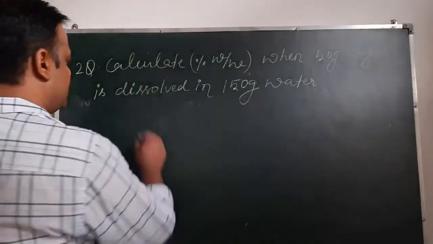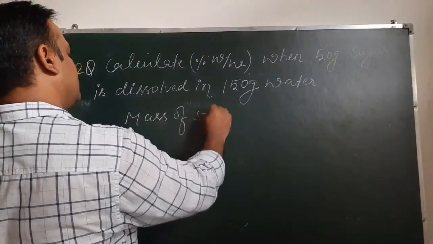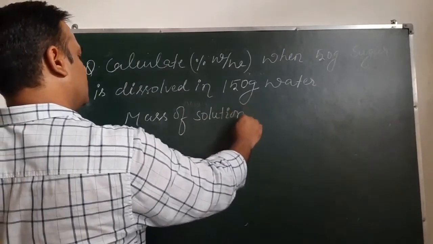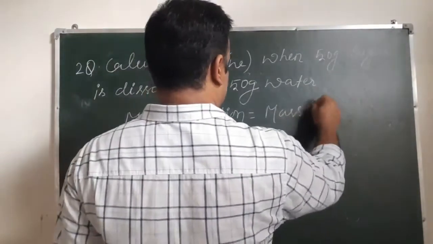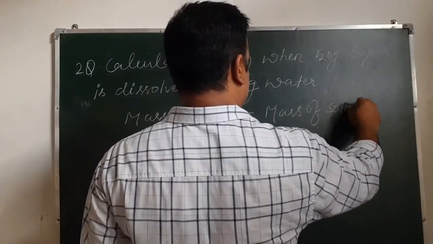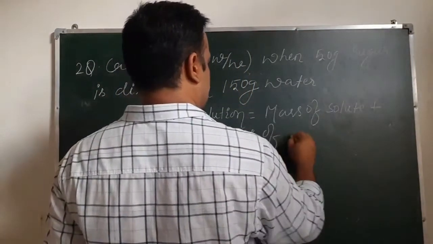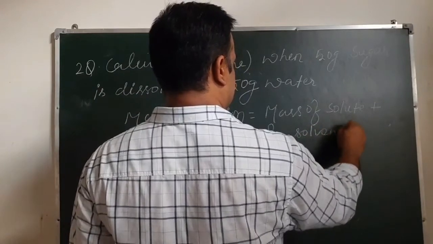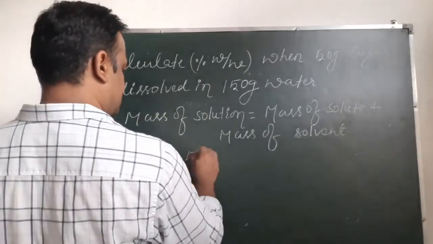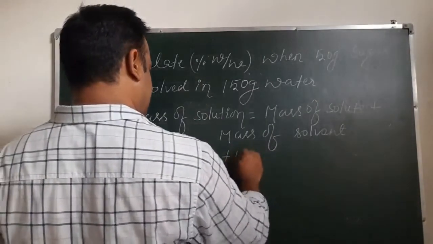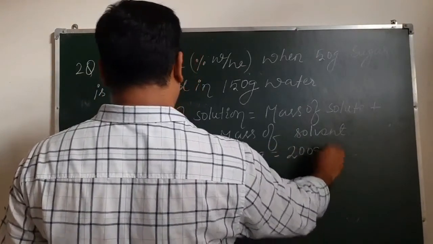To solve this question, first we have to calculate the mass of solution. Mass of solution will be equal to mass of solute plus mass of solvent. We have mass of solute 50 gram and mass of solvent is 150 gram. So total mass will become 200 gram.